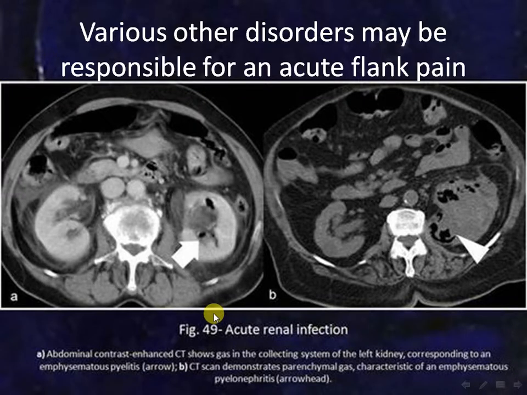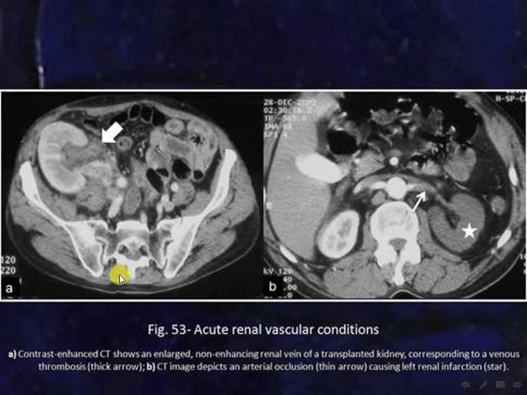Various other disorders may be responsible for acute flank pain, including acute pyelonephritis and emphysematous pyelonephritis. For example, you can see here gas collection in the perinephric space, indicating emphysematous pyelonephritis, and you can see gas collection within the renal collecting system with surrounding fat stranding, in a case of acute pyelonephritis and emphysematous pyelonephritis. These are cases of acute renal vascular disorder.